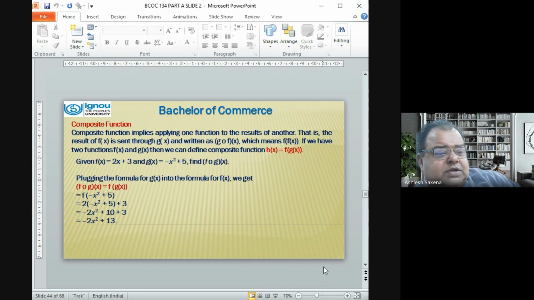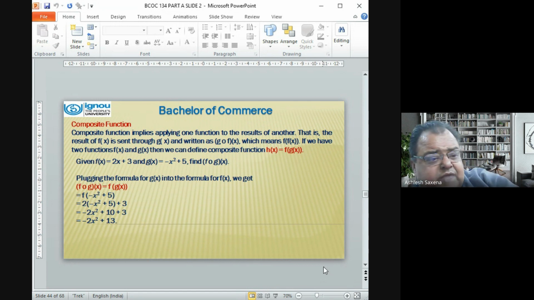Composite function. Composite function implies applying one function to the result of another. That is, the result of f(x) is sent through g(x), and it is written as g of f(x), which means g(f(x)). If we have two functions f(x) and g(x), then we can compose functions. Now how is that performed?